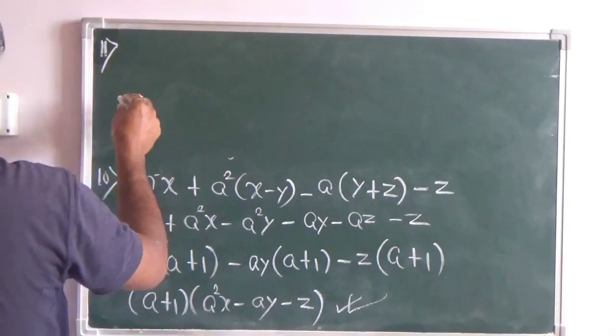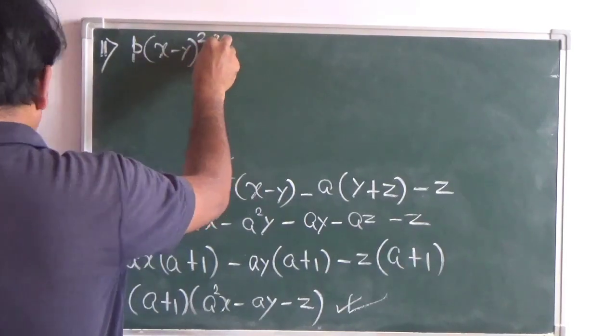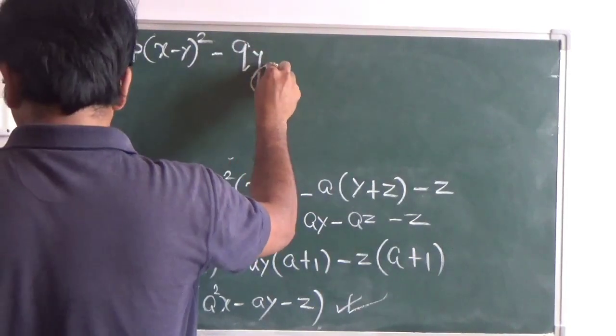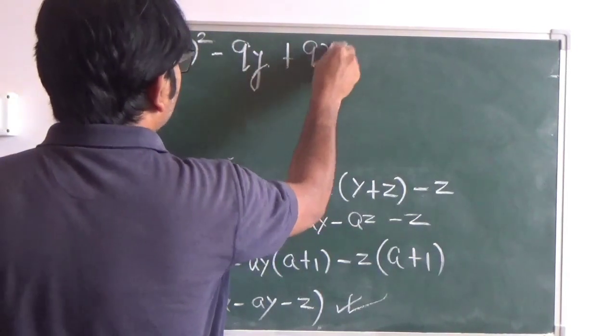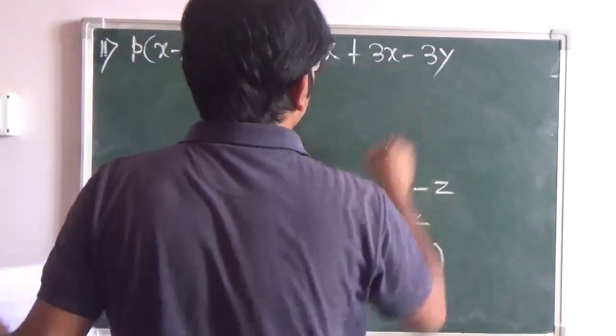So now question number 11. The question number 11 is p into (x minus y) square minus qy plus qx plus 3x minus 3y.